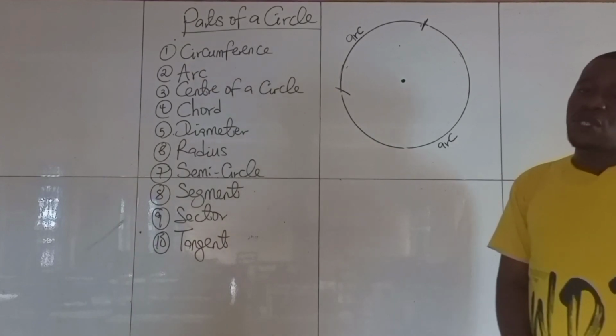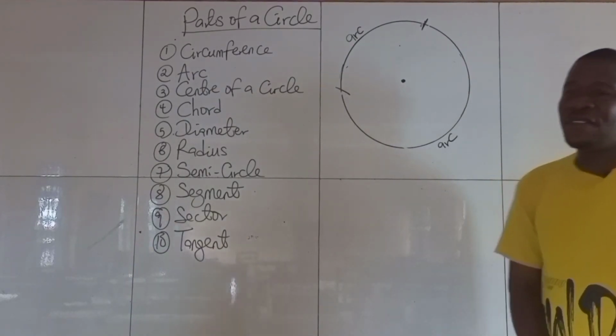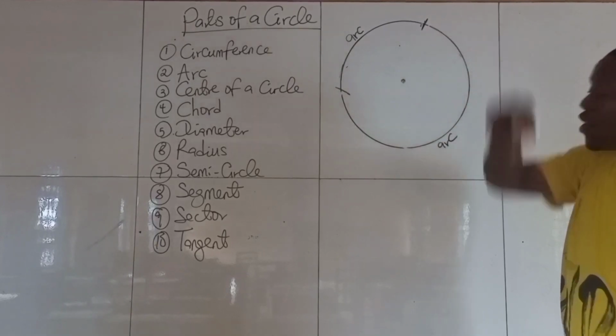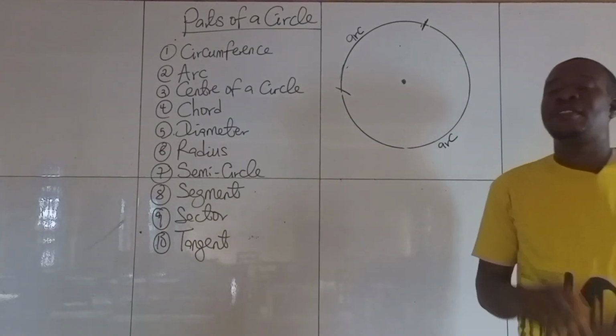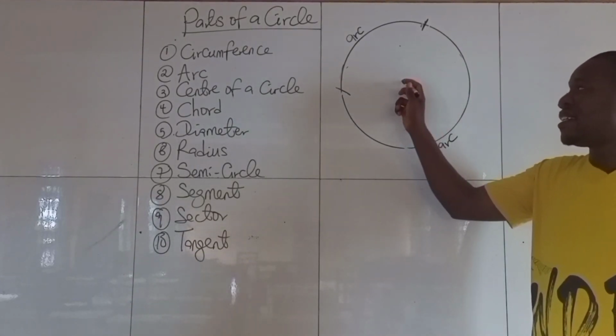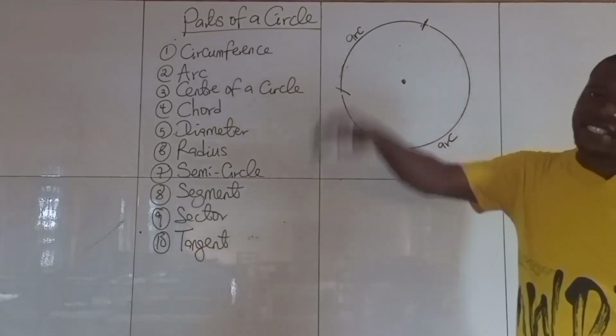We'll look at the third one. The third one is the center of the circle. This is the center of the circle. And of course, one thing about the center of a circle, of any circle, is that the distance from the center to any point on the circumference is equal.